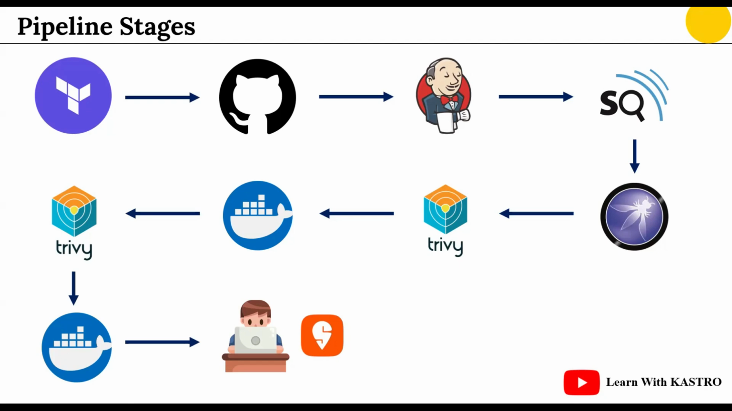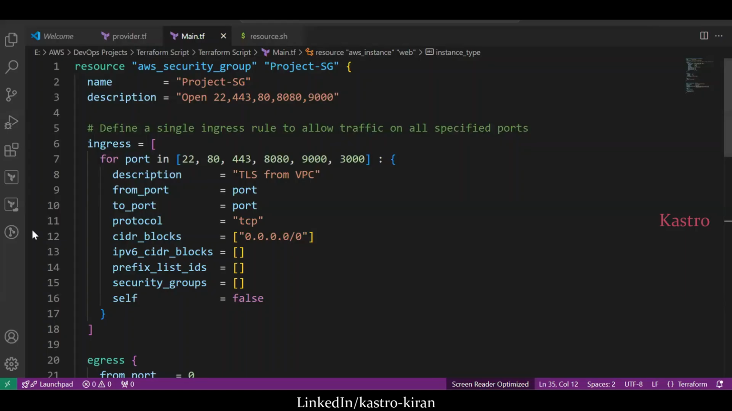But before creating the infrastructure, let me show you the Terraform code that I have written in order to create the required resources in the AWS console. So this is the Terraform code which I am going to use in order to automate the resource creation. Let me explain what I have kept in this particular code.